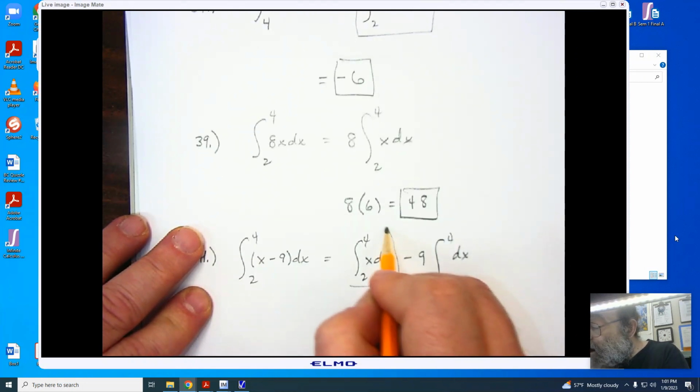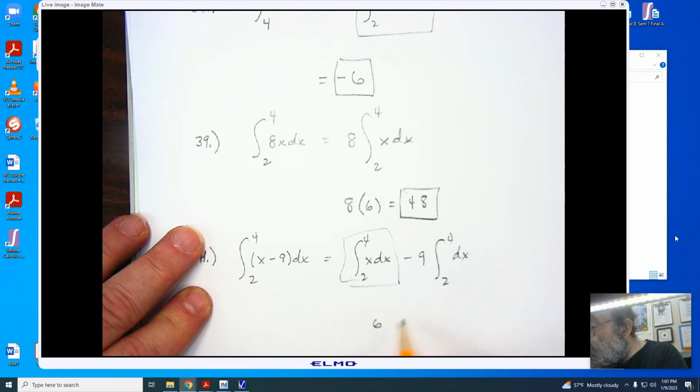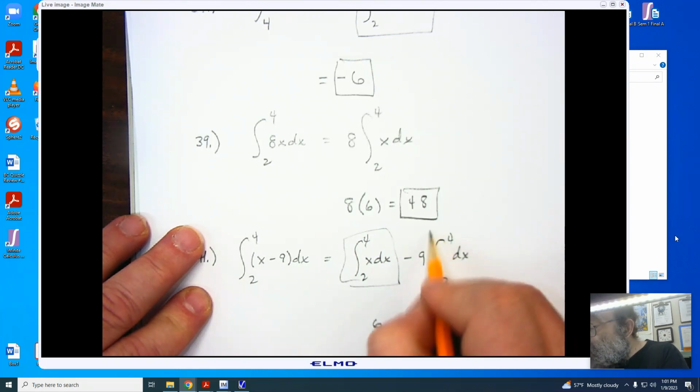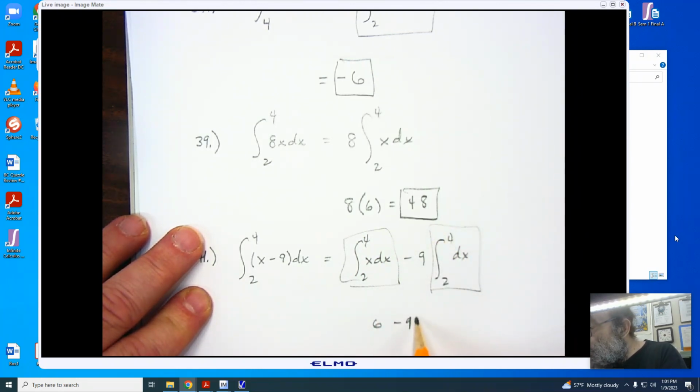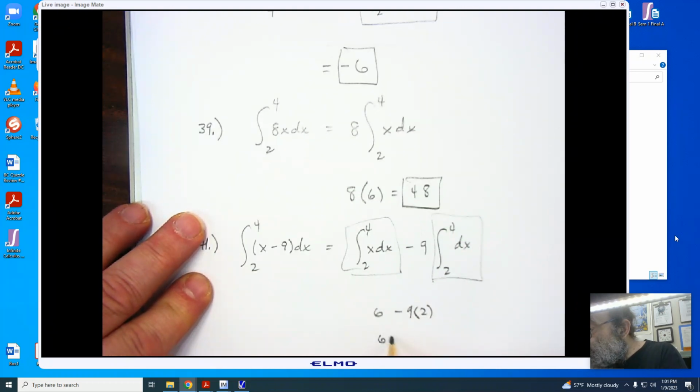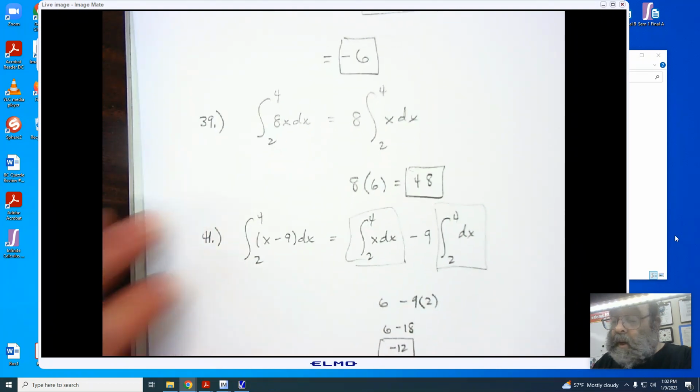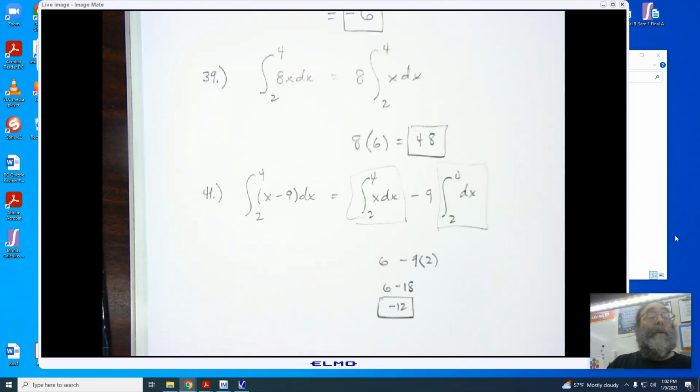This right here is a direct substitution with 6, and this is a direct substitution with 2. So I end up with 6 minus 18, and my answer is negative 12. So the answer to number 41 is negative 12. I'm going to leave you to do the remaining in number 43. And I'm going to go ahead and move on to number 45.